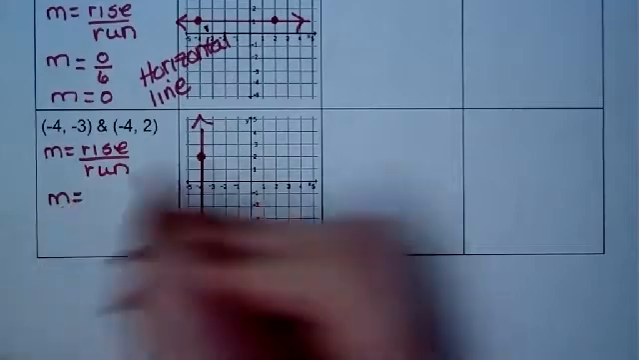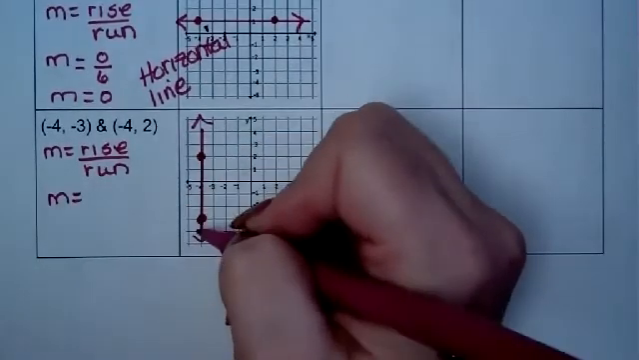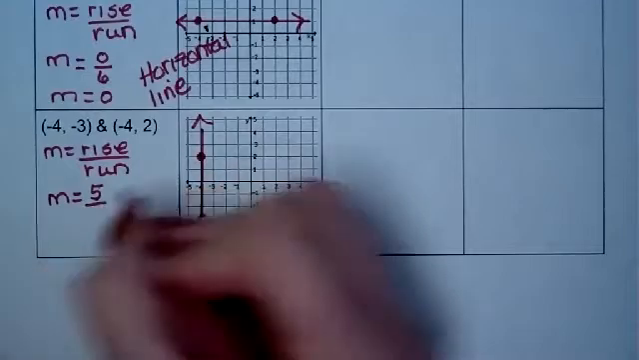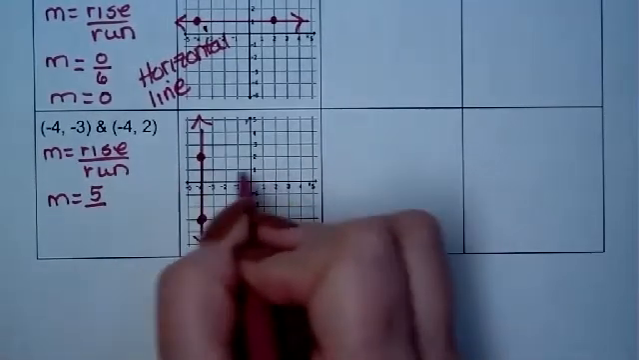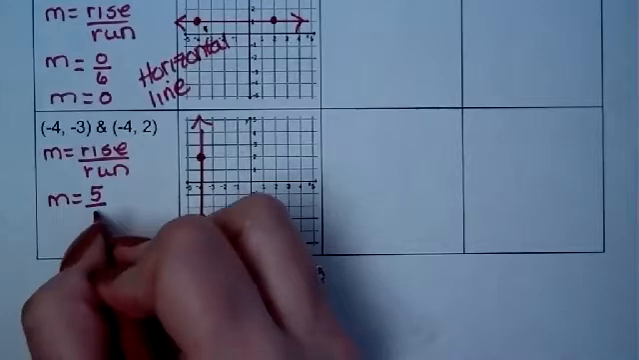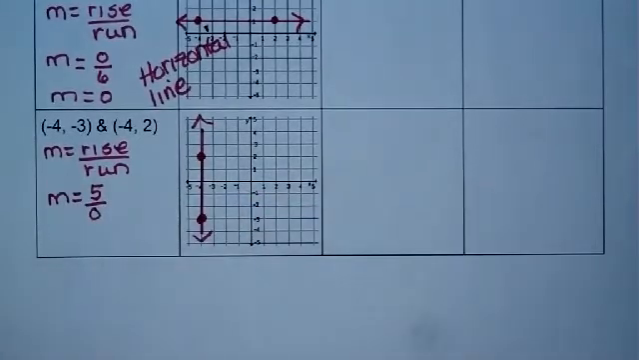Now, our rise, how much are we going up? 1, 2, 3, 4, 5, right? Our run, how much are we going to the side? Well, we're not, because one's right above the other, isn't it? So our run is actually 0. But now here's where you got to be really smart, and remember some facts. What's the one number we can never divide by and it can never be the denominator of a fraction? It's 0, isn't it?